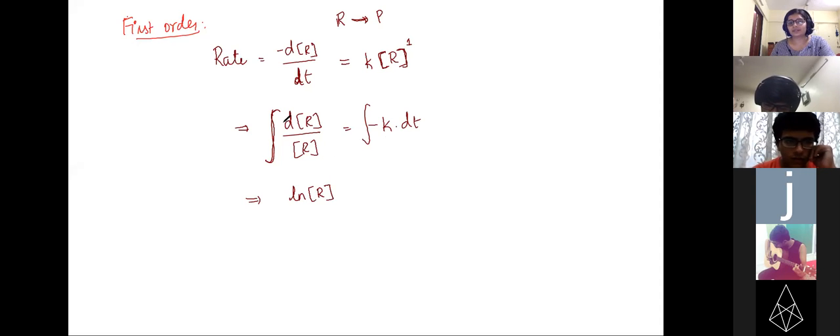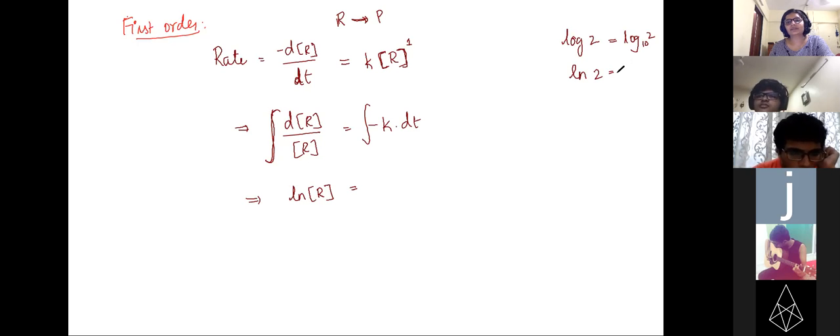All right. So the integral of dr upon r is ln r. ln is basically the natural logarithm, log to the base e. Standard notation is: if I just write log 2, it means log to the base 10 of 2. If I write ln 2, it means log to the base e of 2. Okay, so this is standard notation. Not sure if you have come across this before, but I just wanted to let you guys know.